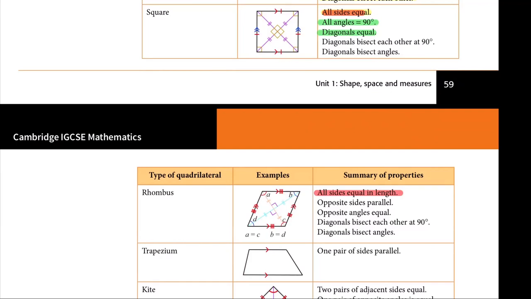Diagonals bisect each other at 90 degrees. You can see this one and this one, they are the same. Diagonals bisect angles. Opposite angles are equal. So all these things are fairly similar. You can see this and this, they are the same. This and this, they are the same.